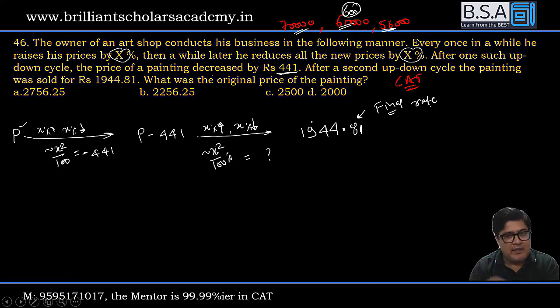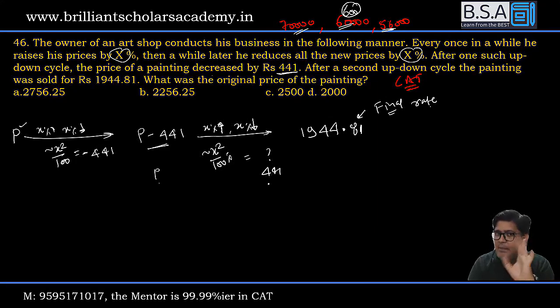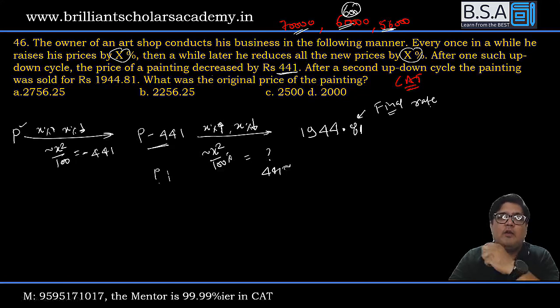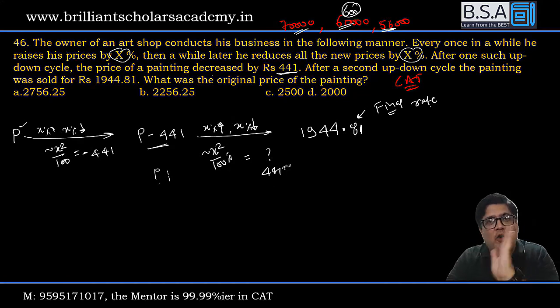What you can say is, अगर ये होता P, if this was P rupees, and you do the same increase decrease, 441 कम होता, decrease होता, but the price is below 441. So decrease will be less than 441. Could be 400, could be 390, could be 410, could be anything. But 441 का decrease नहीं होगा.